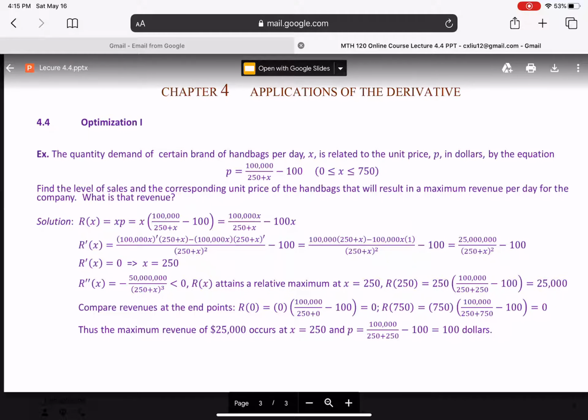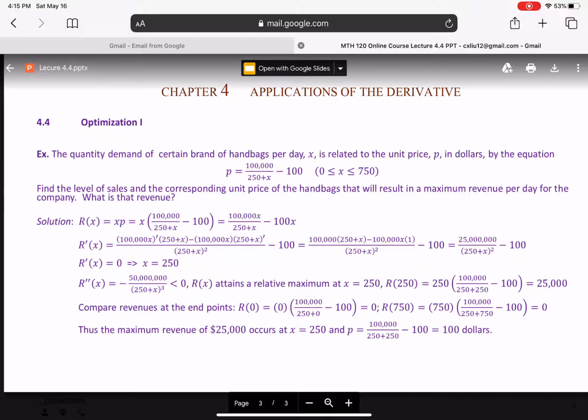Take the derivative, so we get R prime equals 100,000 x prime times 250 plus x minus 100,000x times 250 plus x prime, over 250 plus x squared. So that's just the quotient rule. And minus 100. You can simplify this expression and set that equal to 0 to solve for the critical number, and we get x equal to 250 if you do some simple algebra.